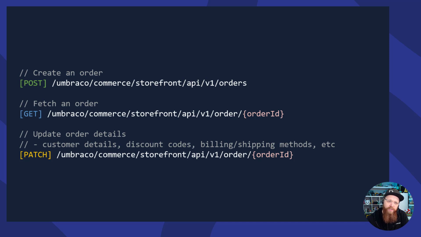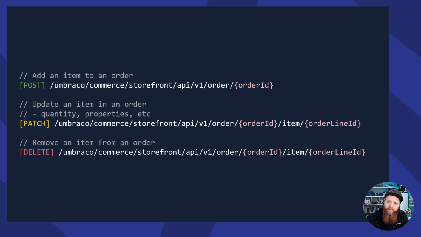At this order level, this is mostly to do with customer details, applying discount codes and updating billing and shipping methods, etc. But the next APIs are for managing items in a particular order. So we've got an ability to post to an order and this will add an item to that order. We've got a patch for a particular item, so this allows us to update quantities and update properties on an order line. And we've also got a delete endpoint which allows us to remove items from our shopping cart. So that really gives you all of the shopping cart functionality, being able to add products, change quantities and remove them, etc. from our shopping cart.